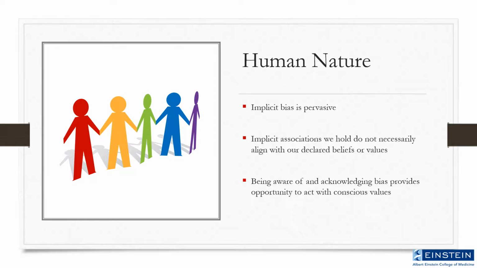Before we identify strategies, we want to emphasize that bias is a normal part of human nature. We all have it. Because they can influence our behaviors, we want to be aware of them and practice decreasing the influence of our unconscious biases on our behaviors so that we can act as often as possible with our conscious values.